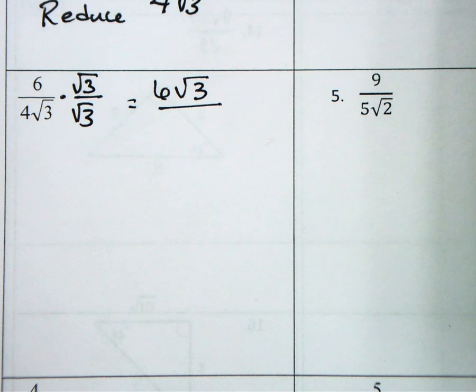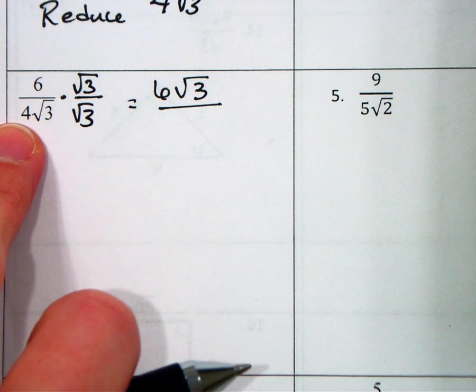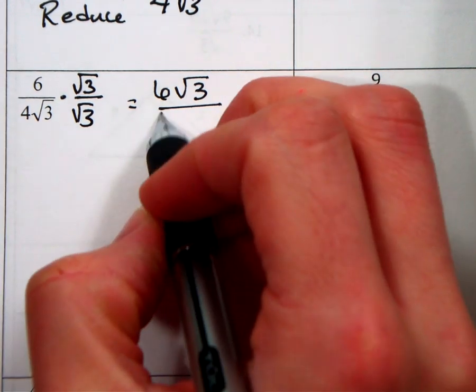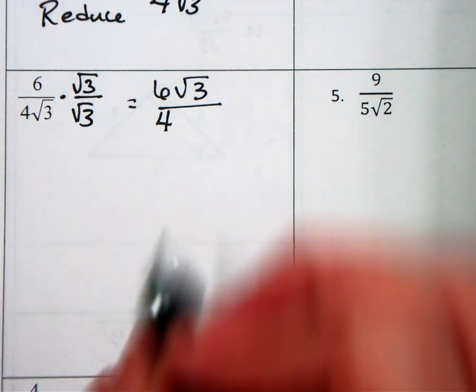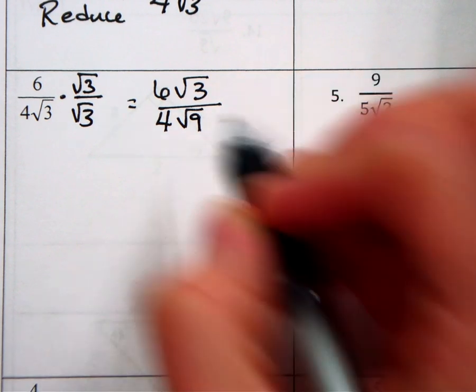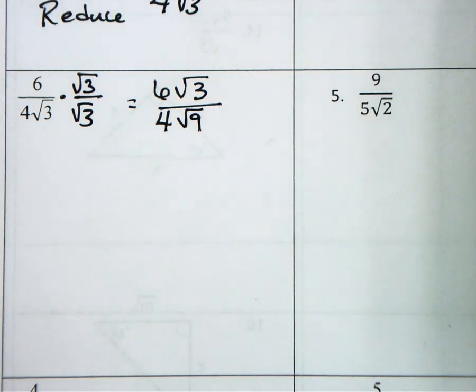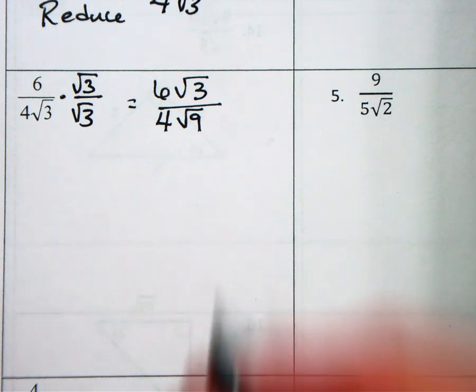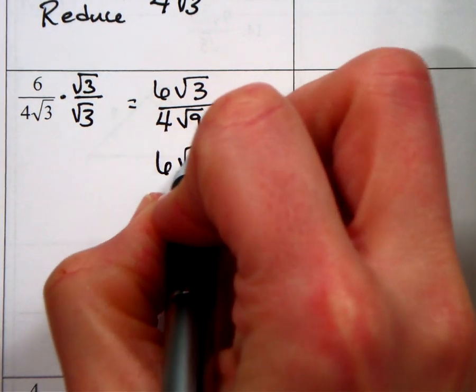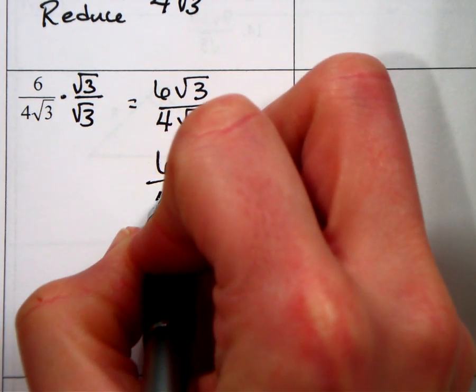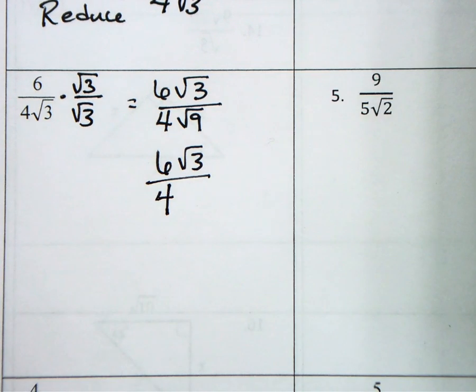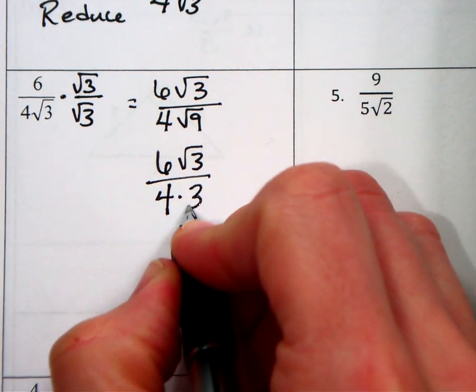Now across the bottom, what would you have? There's a 4 on the outside. 4 radical 9. What if I didn't want to write radical 9? What could I write? 3. Okay, so you could also write 6 radical 3 over 4 times 3. 12, because it's 4 times 3. Good, so we would multiply those two numbers.